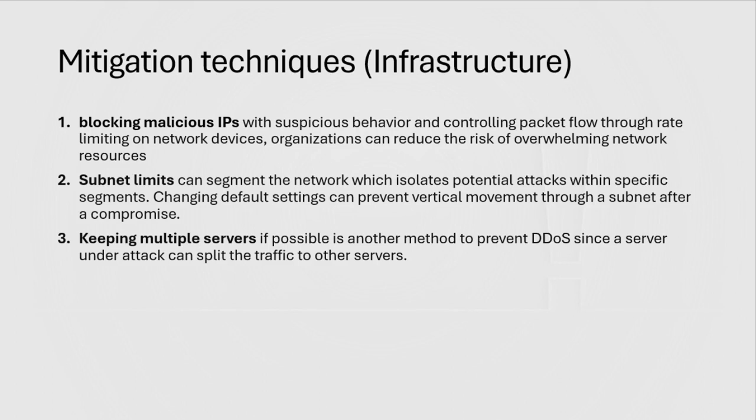The next DDoS mitigation technique is creating subnet limits. Subnet limits can segment the network, which isolates potential attacks within specific network segments. It's also important to change default subnet settings to prevent vertical movement through a subnet after a compromise. By segmenting the network, successful DDoS attacks have a much smaller impact, and services can be shifted to unaffected subnets.